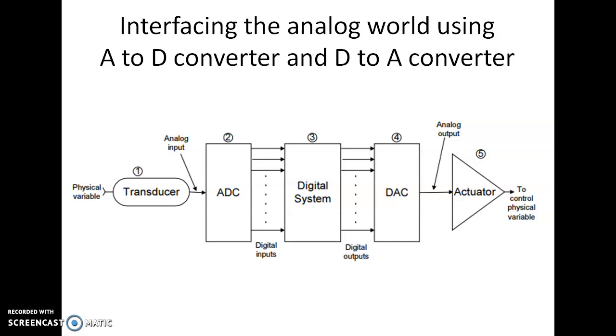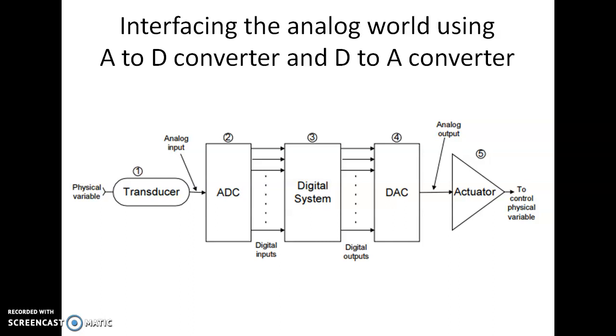If you observe this diagram, we can see it is interfacing the analog world using the A2D converter and the D2A converter. Initially we have the physical variable that is given to the transducer. The output of the transducer is an analog output that is applied as the input to the ADC. The output of the ADC is in digital form, and that is given to the digital to analog converter, and again we get the output of the actuator, which is the control physical variable.